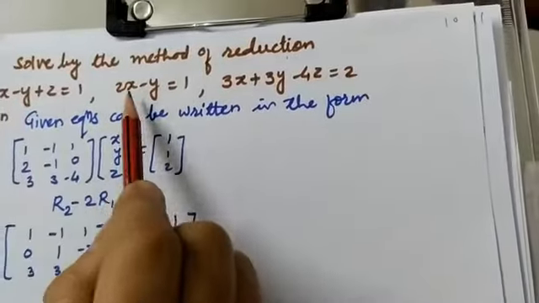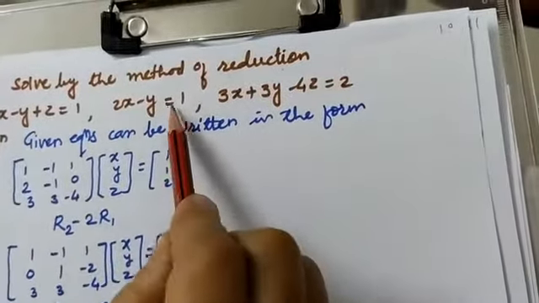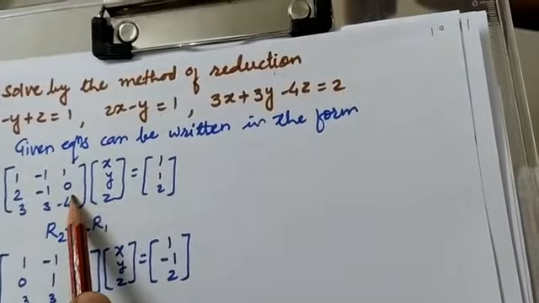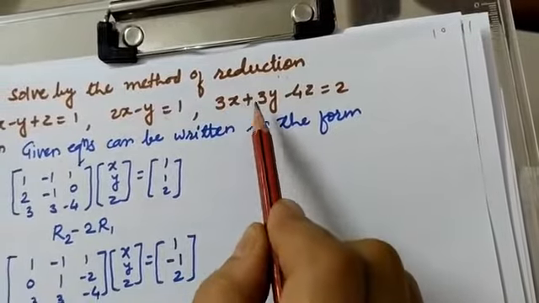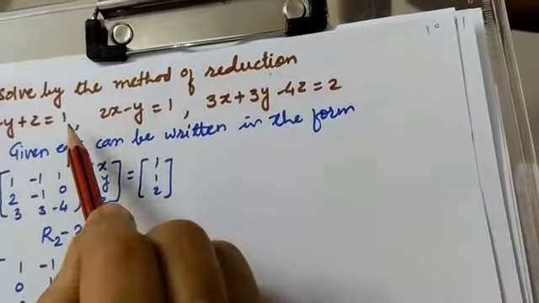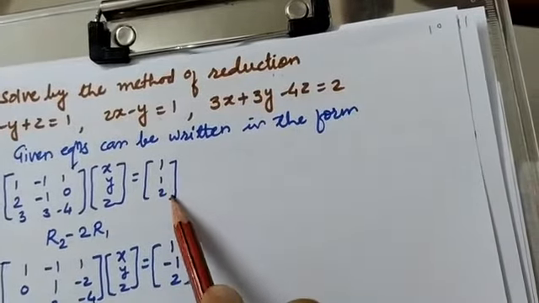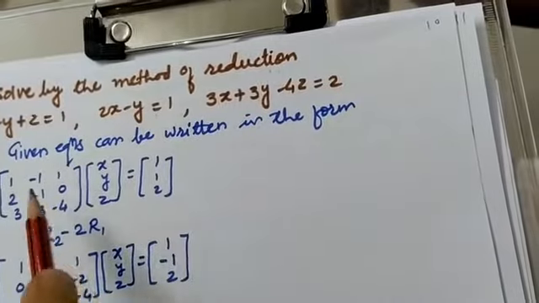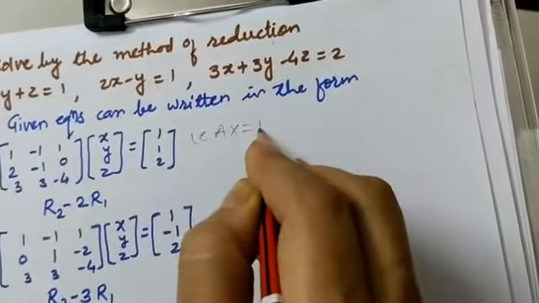Now the second equation: the coefficient of x is 2, y is minus 1, and the z term is absent, so for that we take 0. Then go to the third equation. This is 3, 3, minus 4, with x, y, z, and the right side constants 1, 1, 2. This way we got the equation in the form Ax = b.